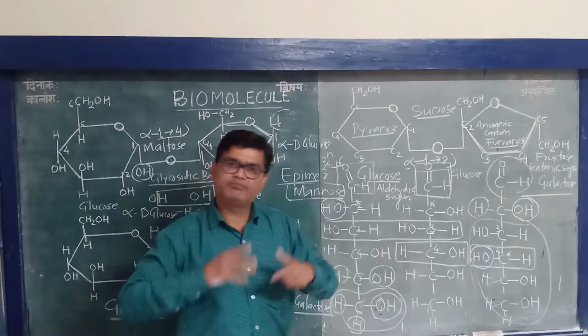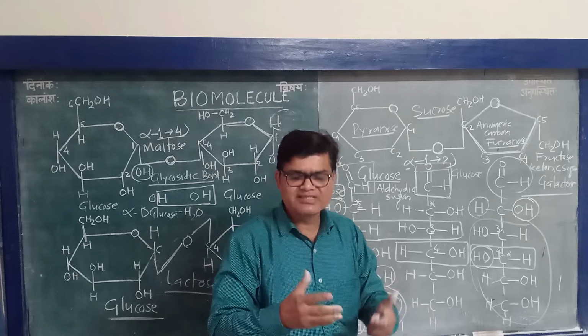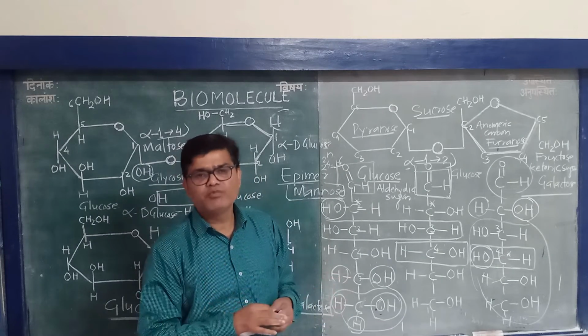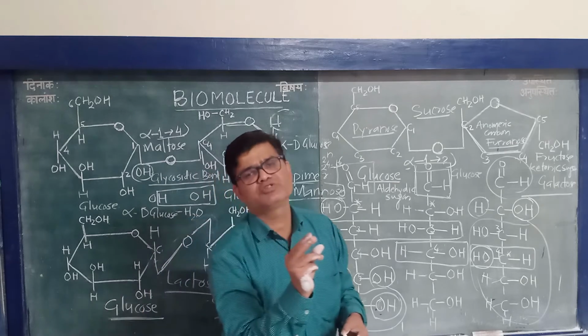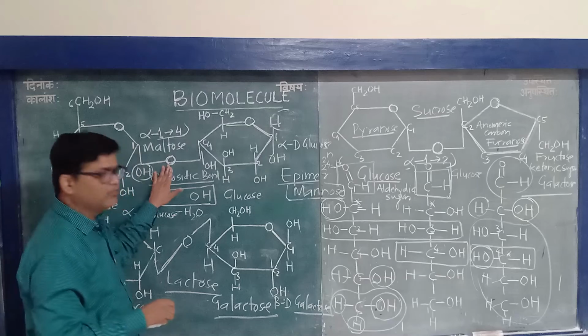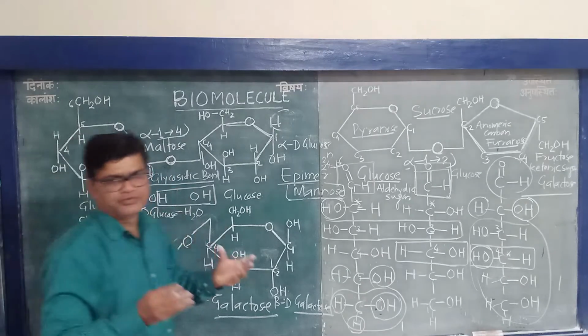And all polysaccharides are also non-reducing sugars, like starch and glycogen. Starch is generally present in plants, and glycogen is generally present in animal muscles as a storage food carbohydrate. These are polysaccharides. Poly means many units of monosaccharide joined together by glycosidic bonds. So that is polysaccharides.